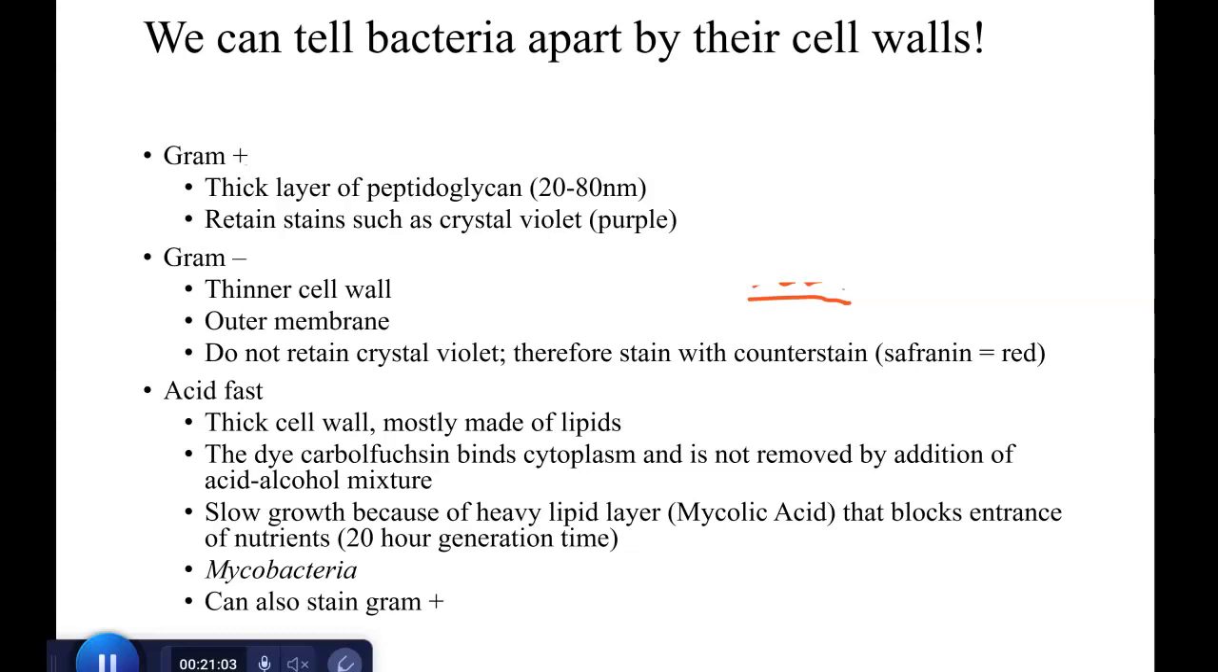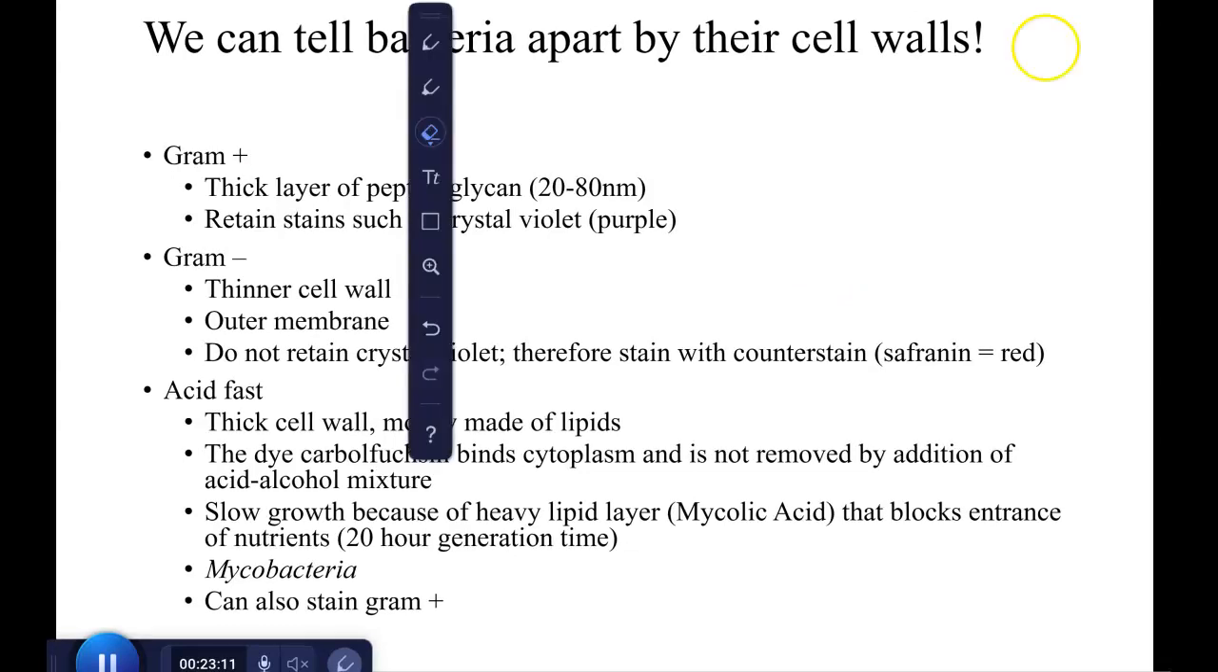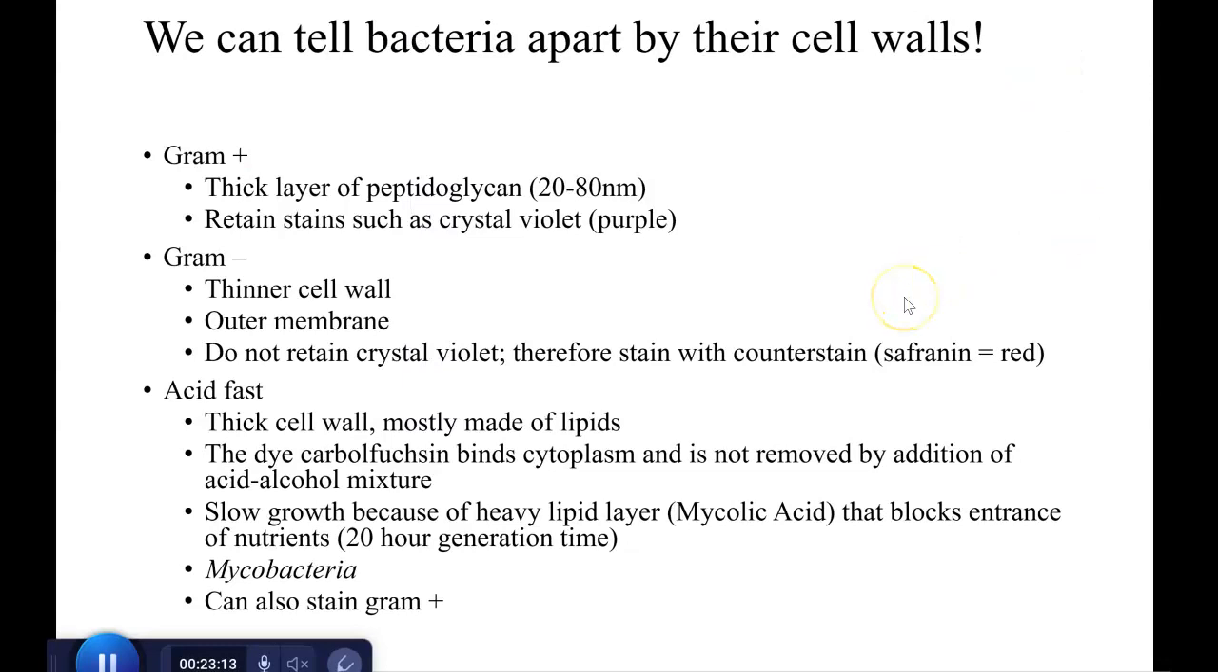So then when we apply the counter stain, that safranin will actually stick to that peptidoglycan, and it's very convenient that this pen is red right here, and that's why that organism looks red in color. It really looks more pink, but I don't want to confuse you with the P's that we already talked about with our gram-positive organisms. So that's the difference between gram-positive and gram-negative.